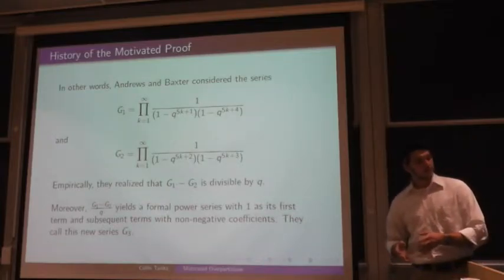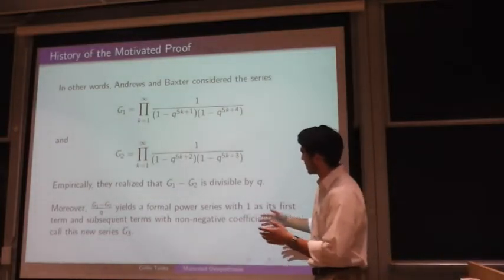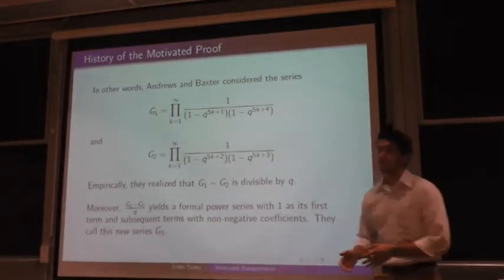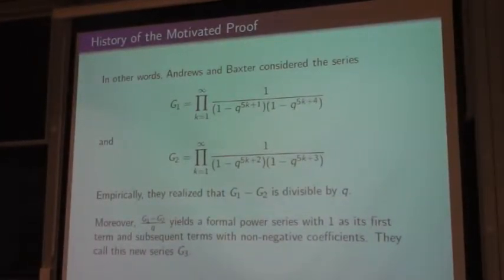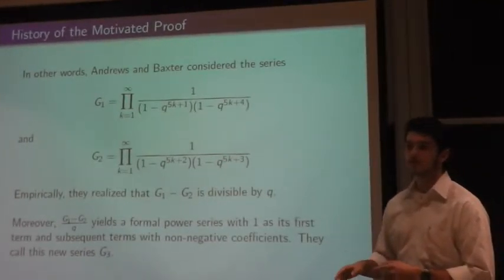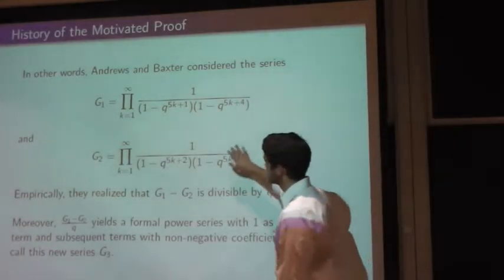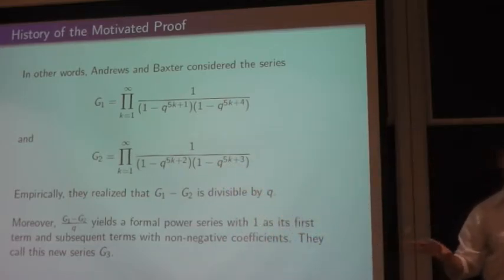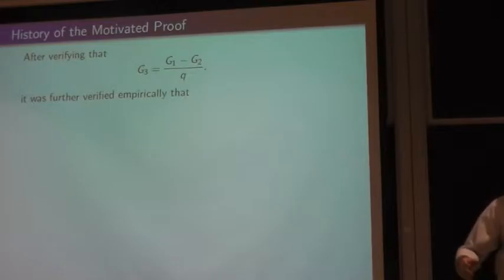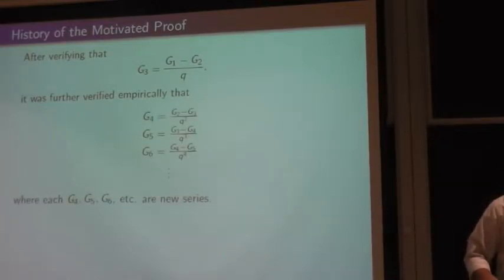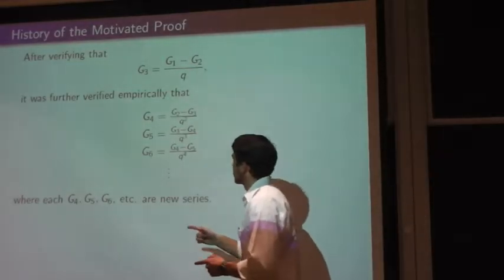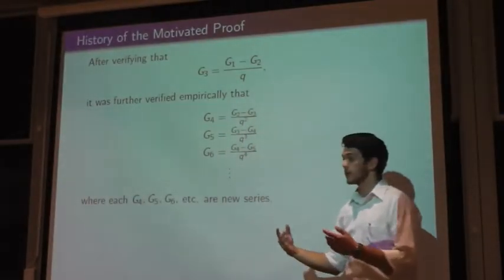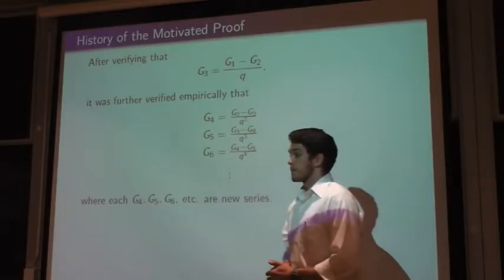And in general, they realized that this G1 minus G2 over Q yields another formal power series. And they called that G3. And from there, they were able to generalize this even further. So they saw, okay, if I take the difference of these first two series represented by the Rogers-Ramanujan product sides, I get another formal series. And after they verified that this was true empirically, they were able to say further that if they take the difference of G2 and G3, and divide that. I suppose that there was a definition of G3 when we verified.